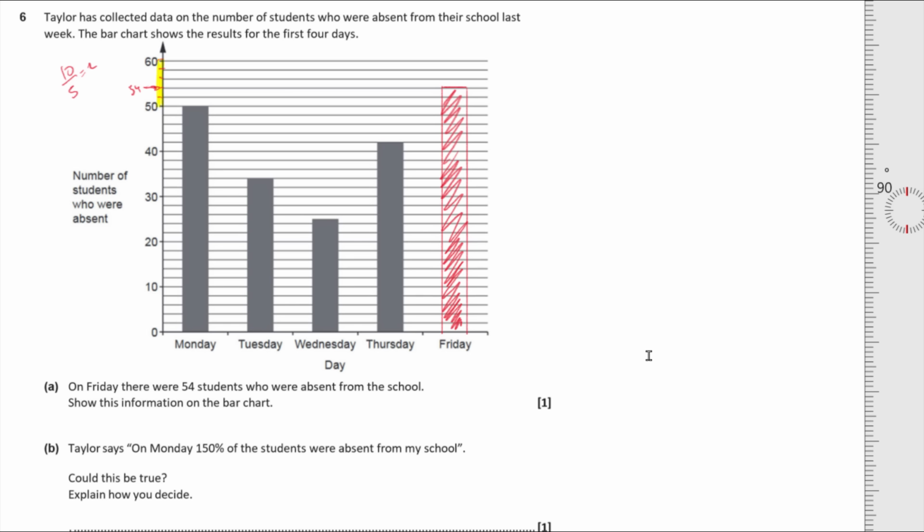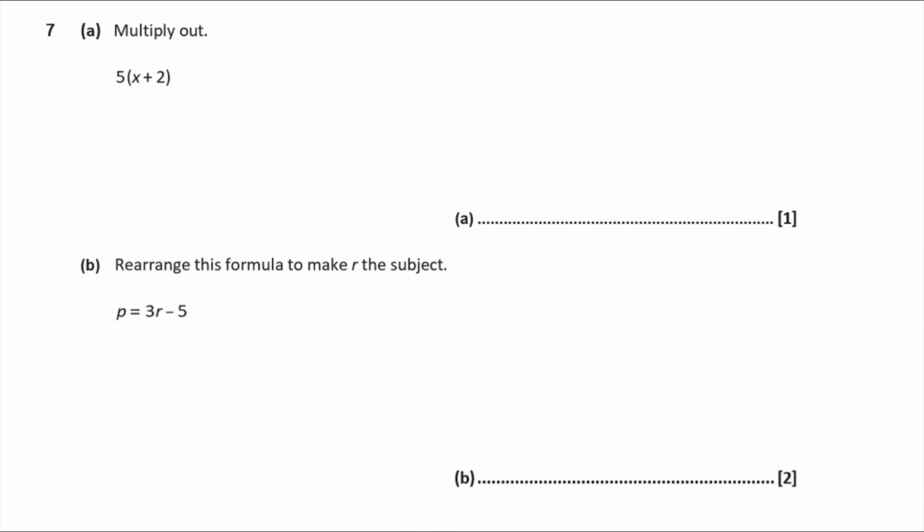Taylor says, on Monday, 150% of the students were absent from my school. Could this be true? Explain how you decide. That does not make any sense. Can't have more than 100%, can you? So in this context, you can't. I mean, in some contexts, you can have over 100%, but if you're doing percentages of students, you can't have more than all of the students, 100% of the students being absent. So I'm going to say no. Maximum would be 100%.